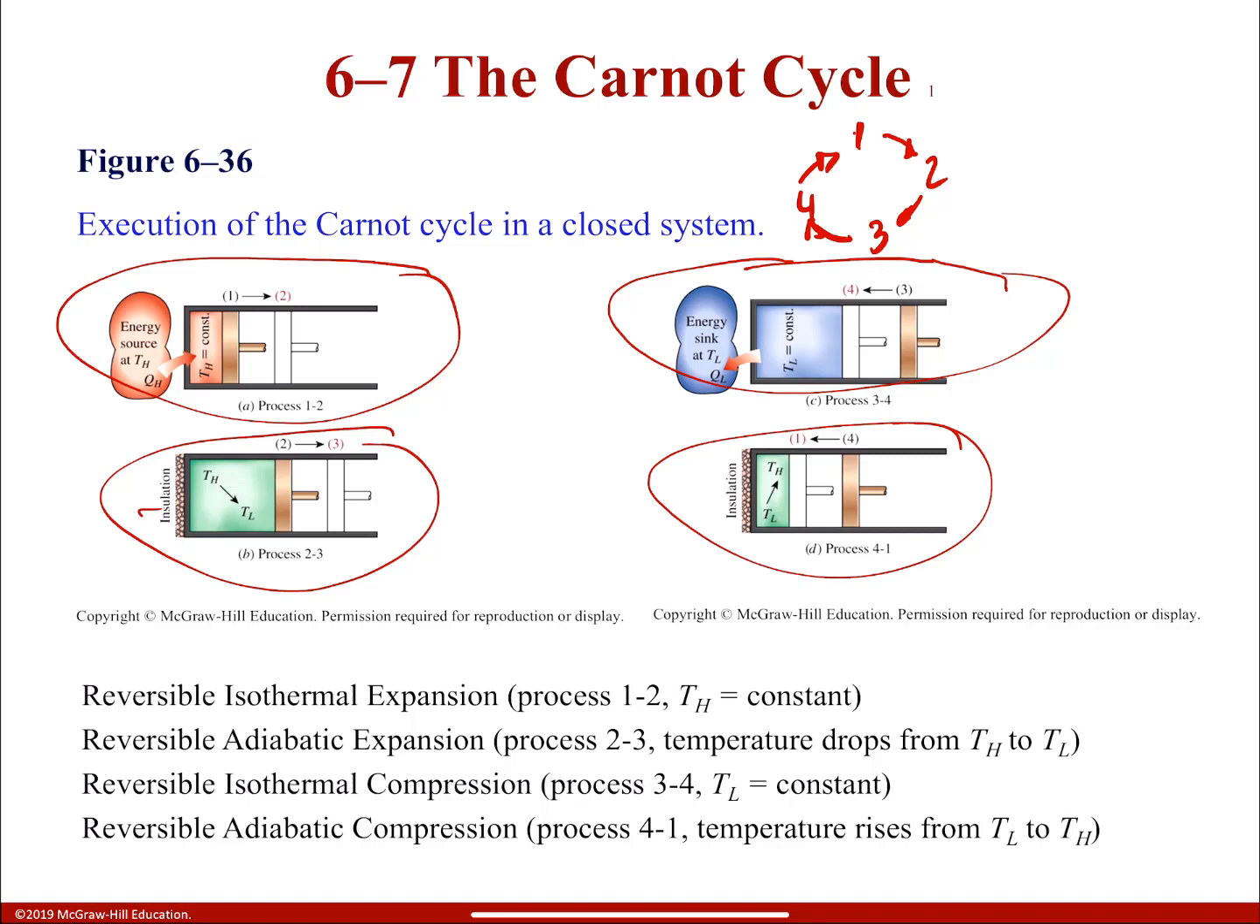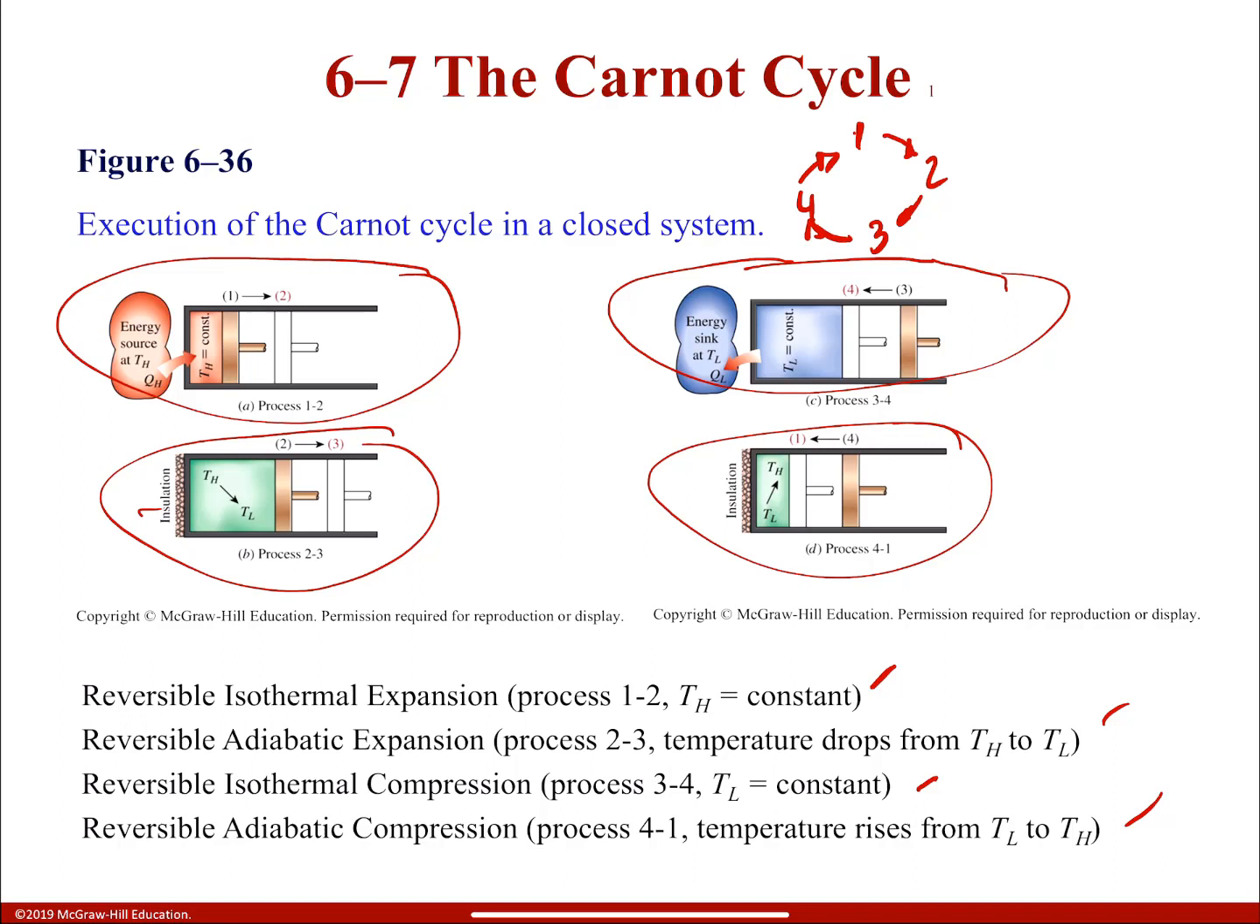The first one is called reversible isothermal expansion. Then the second one is reversible adiabatic expansion. The third one is reversible isothermal compression. And the fourth one is reversible adiabatic compression. So let me try to explain this in the easiest possible way, okay? And I'm going to go one by one.